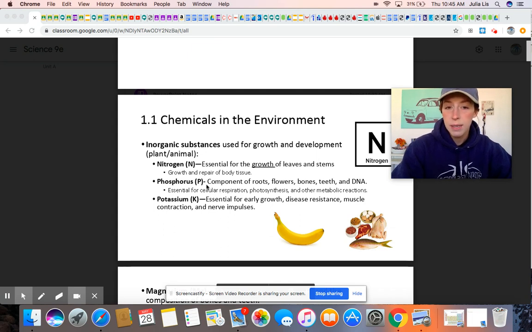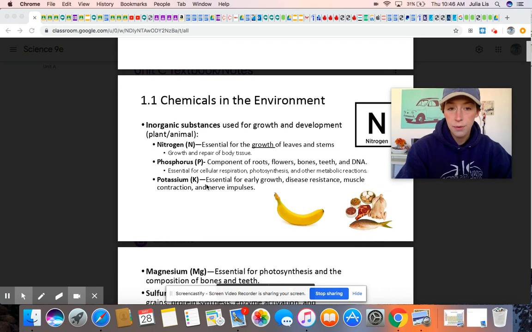So some of the ones that we're going to talk about, the first one is nitrogen. So nitrogen was a gas. It was a non-metal on our periodic table. And so it's essential for the growth of leaves and the stems of plants. And you and I also need nitrogen in order to grow and repair our cells and our body tissues.